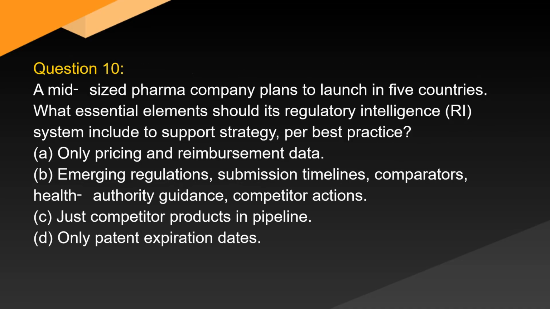Question 10. A mid-sized pharma company plans to launch in 5 countries. What essential elements should its regulatory intelligence, RI, system include to support strategy per best practice? A. Only pricing and reimbursement data. B. Emerging regulations, submission timelines, comparators, health authority guidance, competitor actions. C. Just competitor products in pipeline. D. Only patent expiration dates.